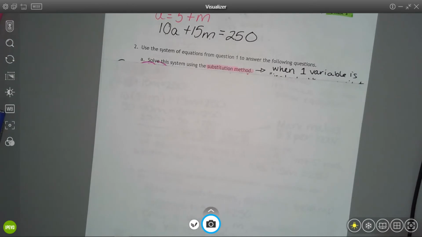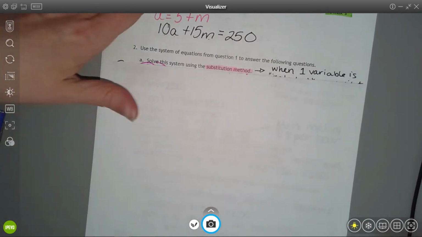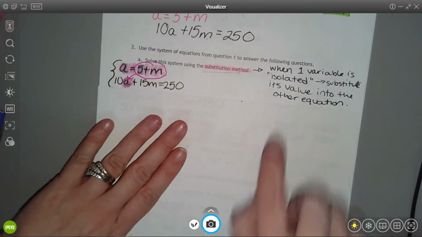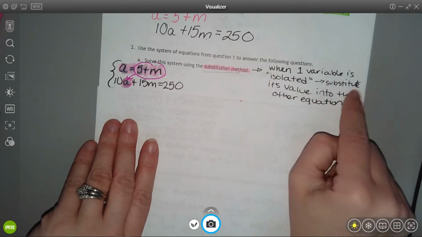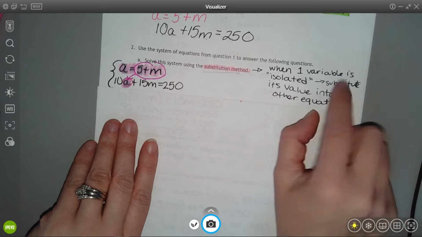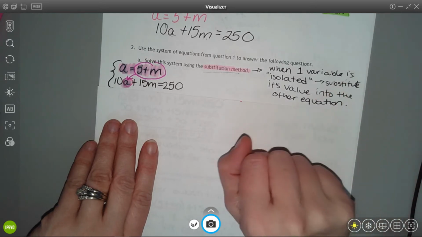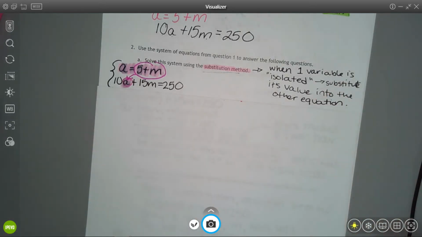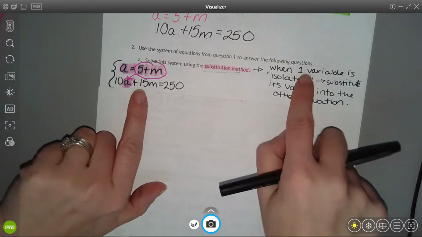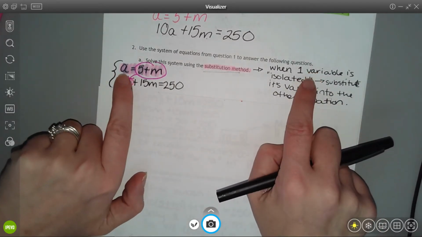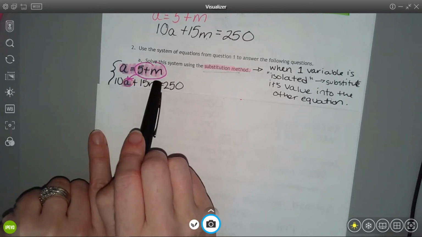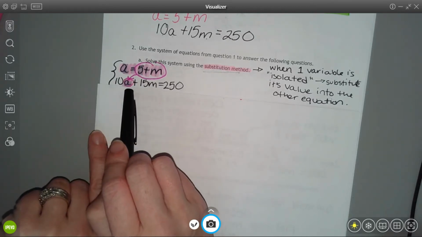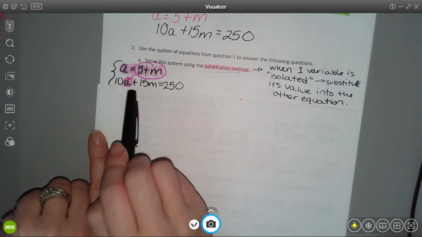Now they want us to solve this system. Solving a system, guys, this means when we're using substitution, when one variable is isolated, we want to use substitution, and we're going to substitute its value into the other equation. What that means here, A equals, there's our one variable isolated. We are going to take what A equals and substitute it into the other A in the second equation.